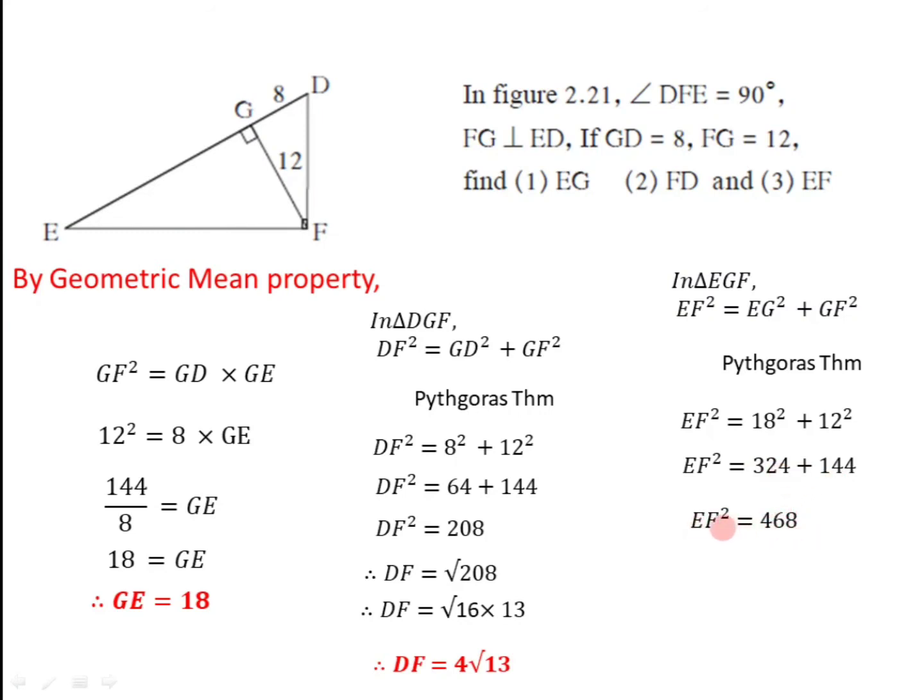That is equal to EF square. We have to find EF, so we should take square root on both the sides to get EF is equal to under root 468. Again, we can simplify this one. 468 can be split into 13 into 36, where 36 is a perfect square of 6. Now if you take 36 outside the square root sign, its square root should be taken, that is EF is equal to 6 root 13. So this is the length of the third segment we wanted. So the length of segment EG is 18, the length of segment FD is 4 root 13, and the length of segment EF is 6 root 13.